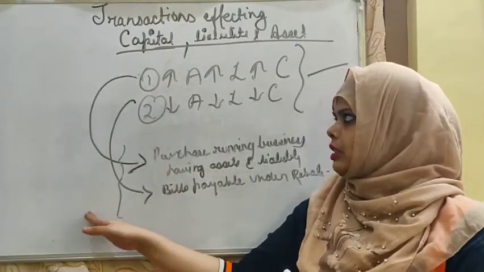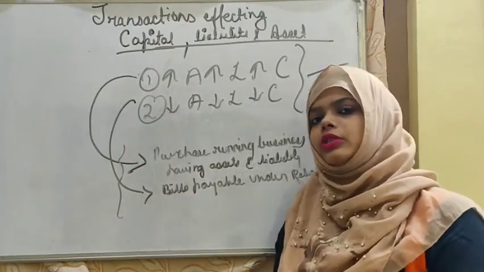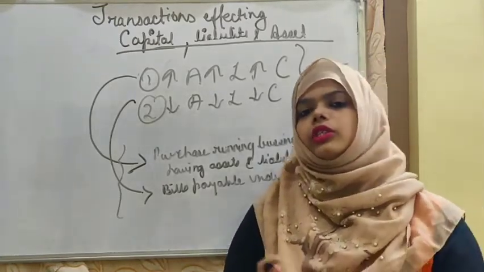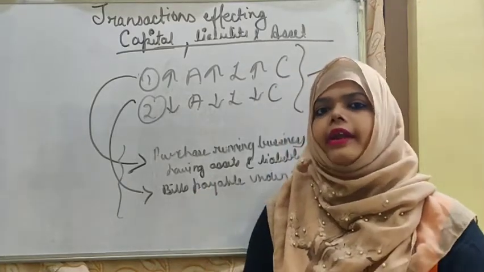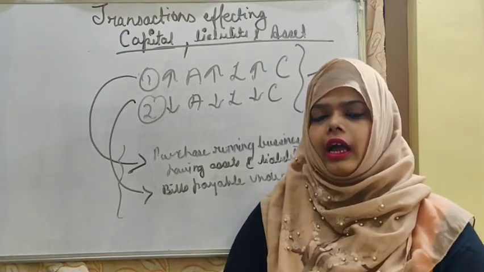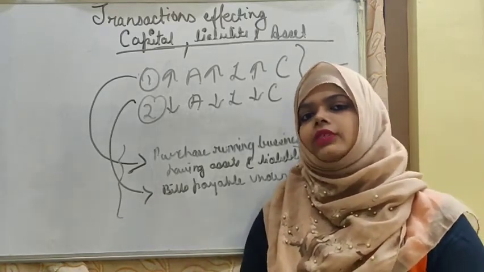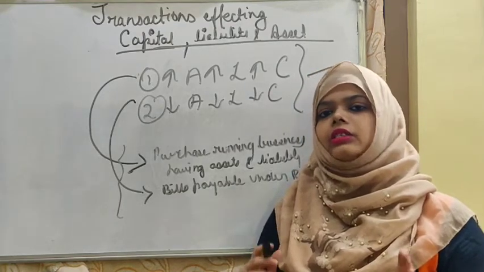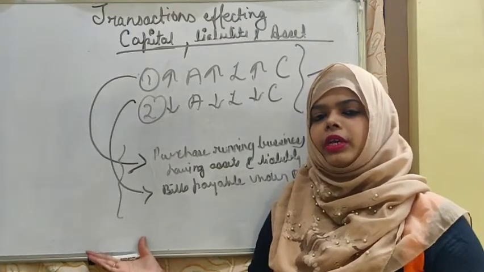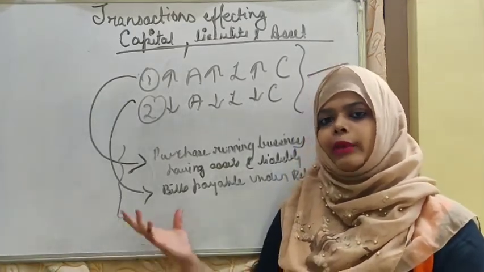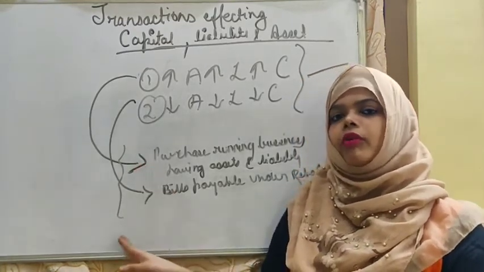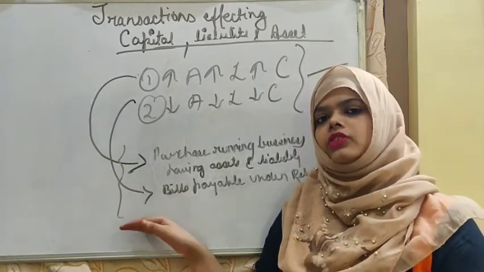So these are the two transactions affecting all the three elements of an accounting equation, that is asset, capital and liability. This is where we come to an end of the various transactions which affect the accounting equation. Now in the next class we will start with the problematic part, that is how to solve the problems of accounting equation, what questions will be given in your question paper, what types of questions will be given, and how we solve them with the help of these transactions. Thank you one and all.